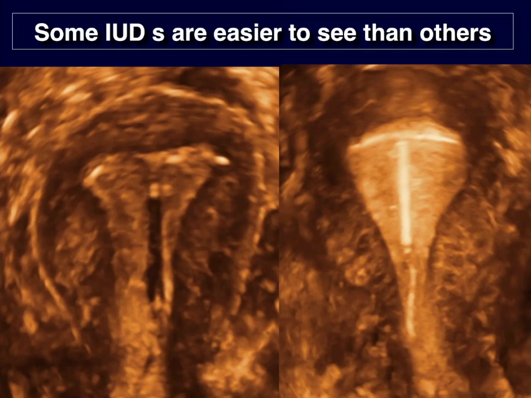So some IUDs are easier to see than others. The Mirena on your left is more difficult to see than the Paragard on your right. The Mirena has a lucent tail, if you will, or shaft, and there's only a couple of echogenic spots here where you can identify the arms. So it's a challenge to locate Mirena IUDs, particularly when they're not in the right place.